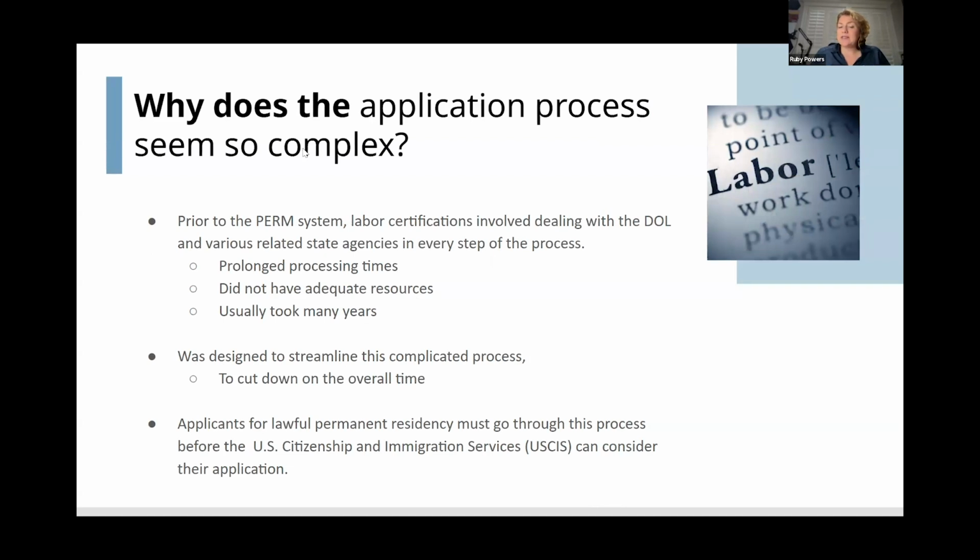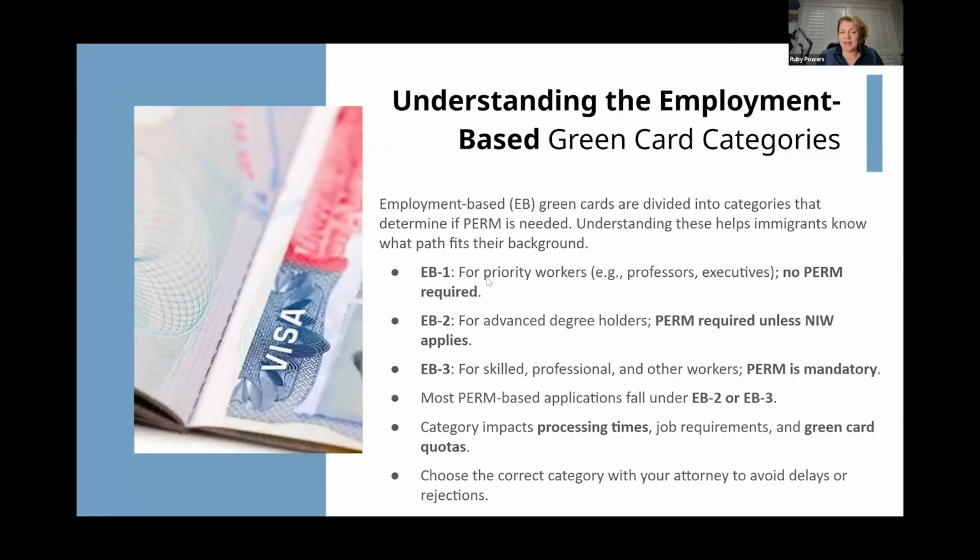And so why does the application process seem so complex? Well, before the PERM system, labor certifications involved working with the Department of Labor and various related state agencies in every step of the process. There were a lot of processing times and they didn't have adequate resources. But now this has been streamlined to cut down on the overall time. At the end, applicants can have legal permanent residency by applying through USCIS or through the Department of State.